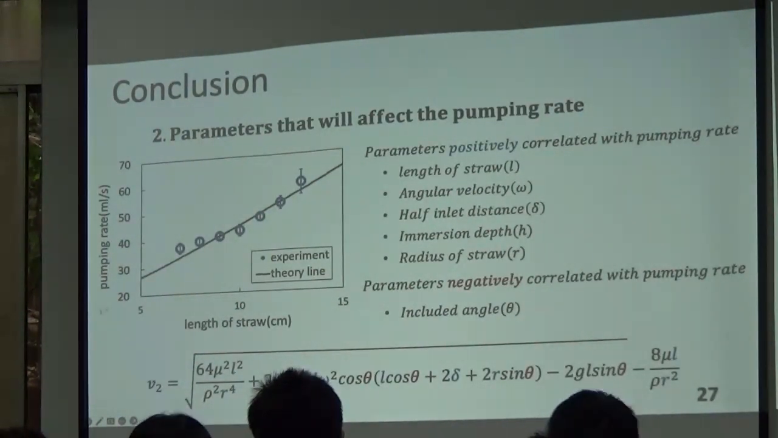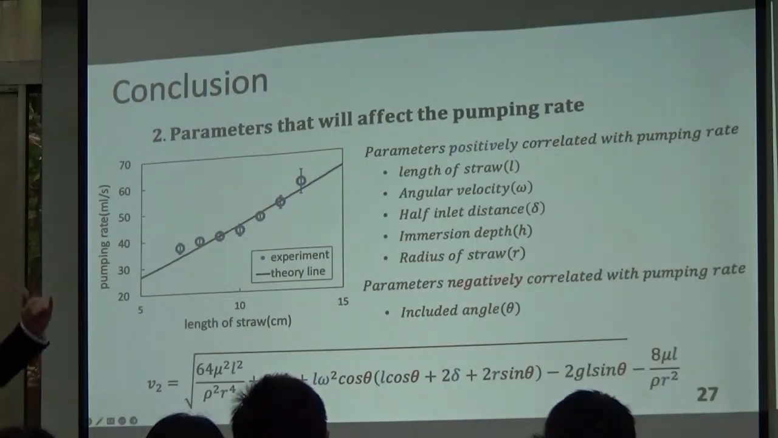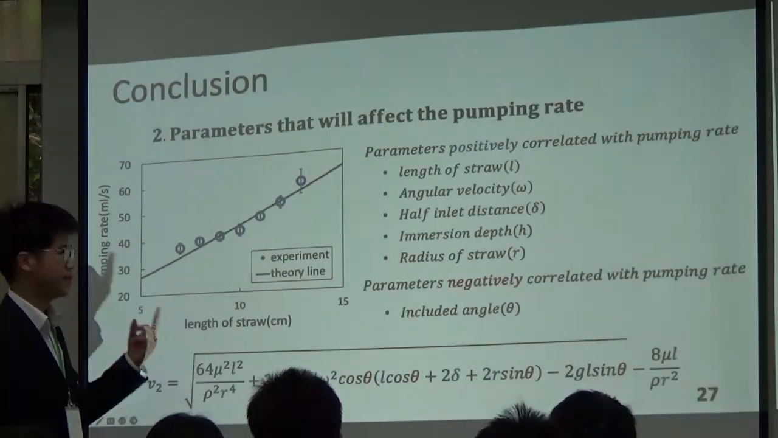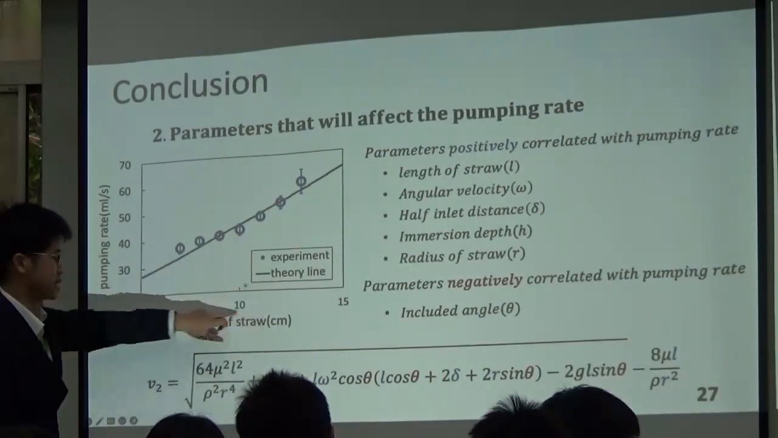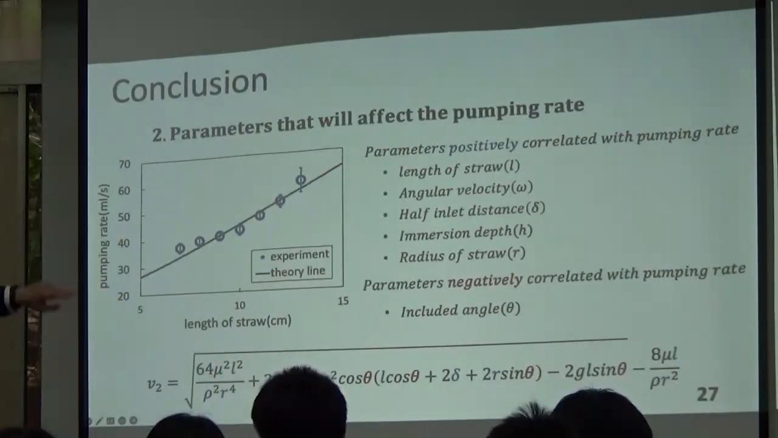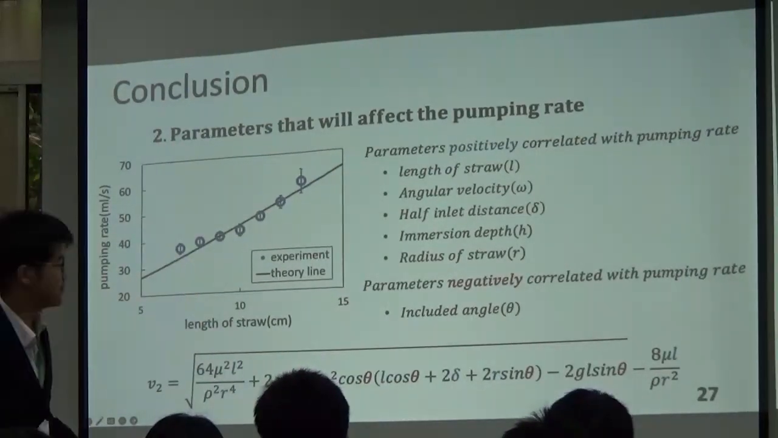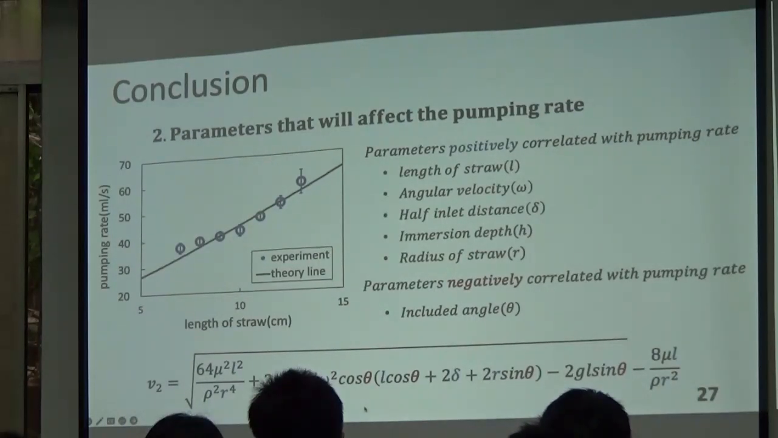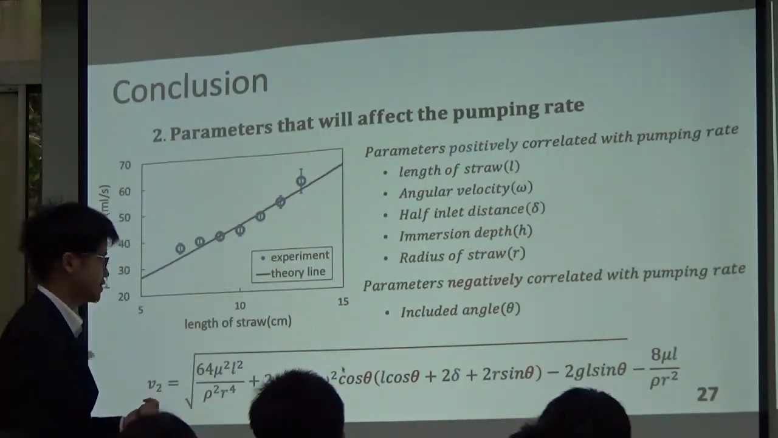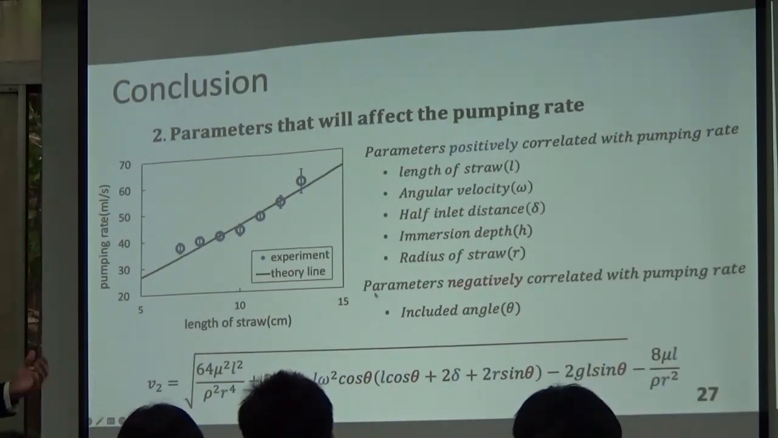And the second conclusion is about the parameters that affect the pumping rate. We have 6 kinds of parameters, and we measured the pumping rate for all of them. So this is the chart that we made. The x-axis is the parameter, and the y-axis is the pumping rate. The parameters that are possibly positively correlated with the pumping rate are the length of the straw, angular velocity, the rotating distance, immersion depth, and the radius of the straw. And the parameter that is negatively correlated with the pumping rate is the included angle.